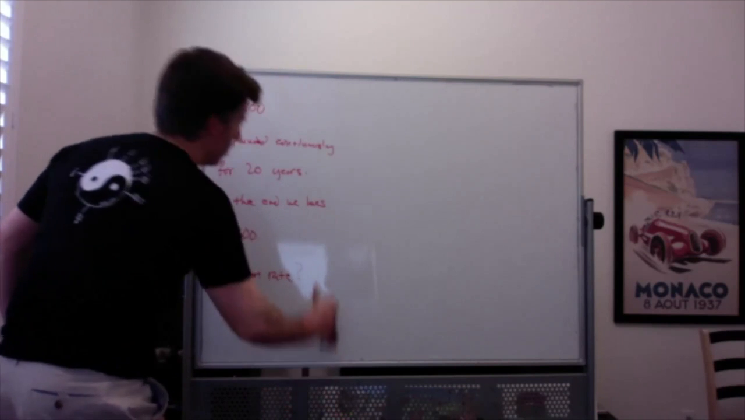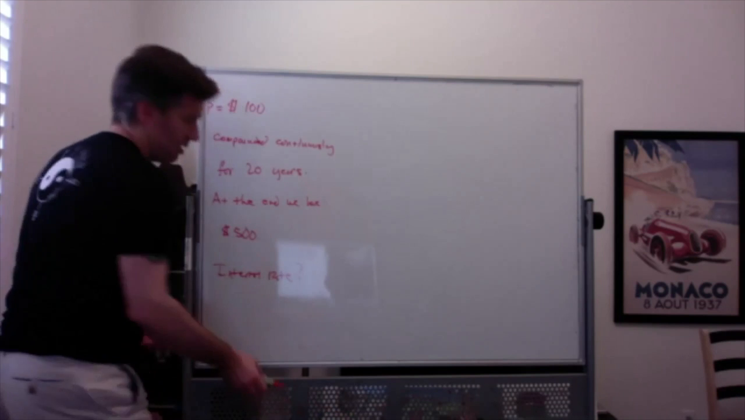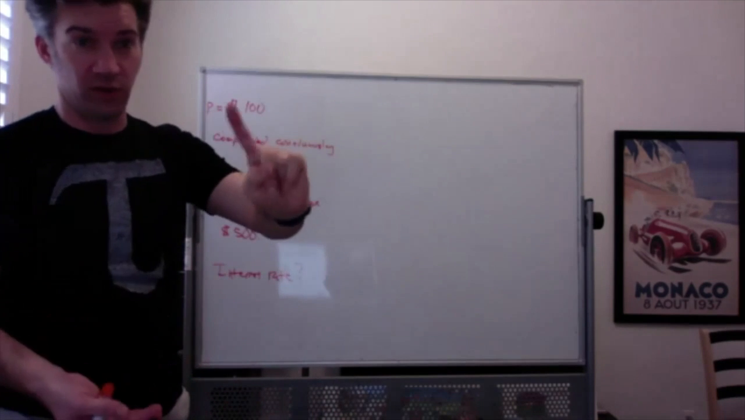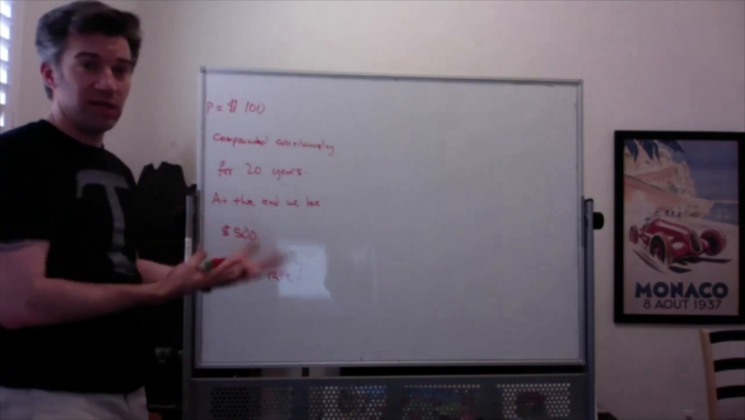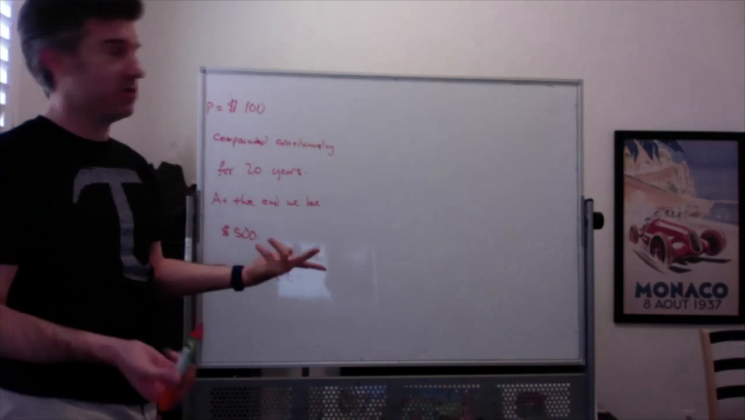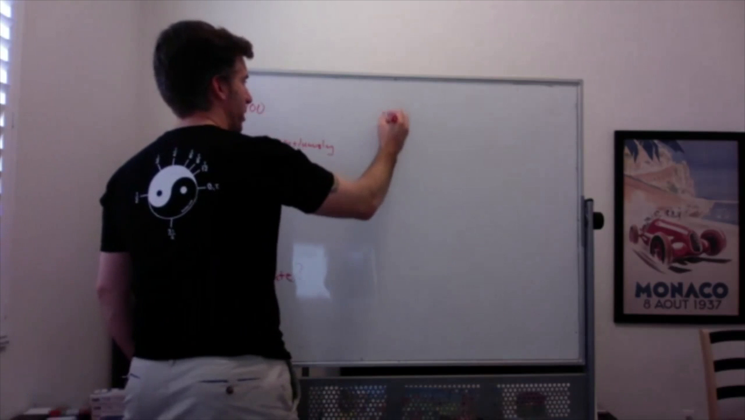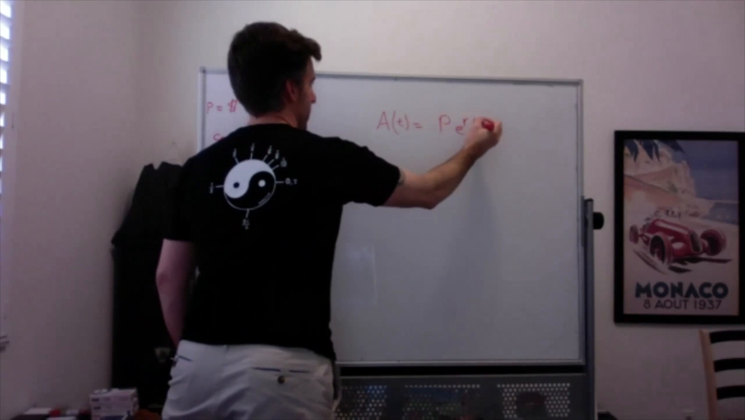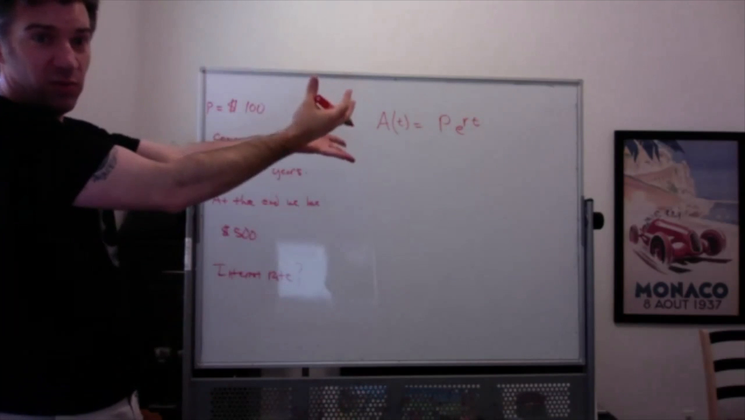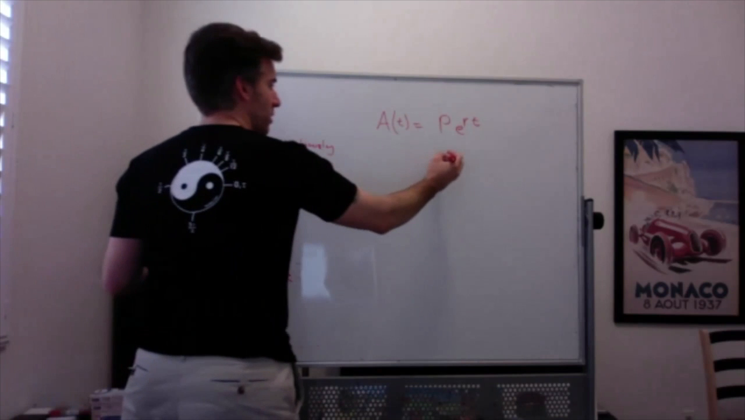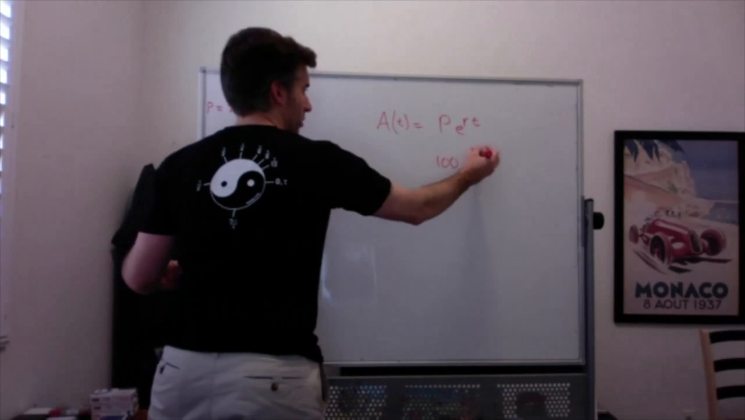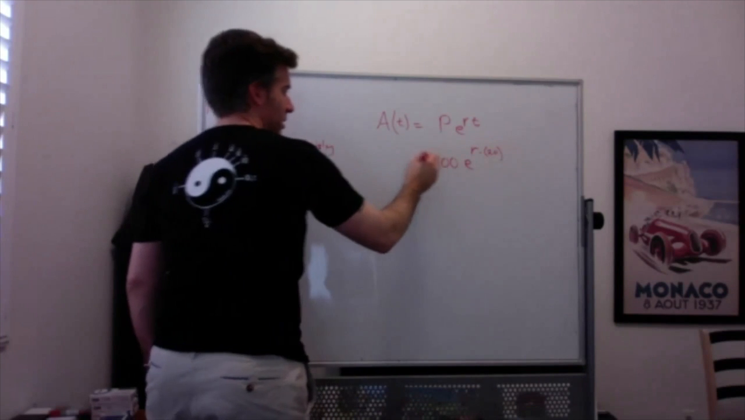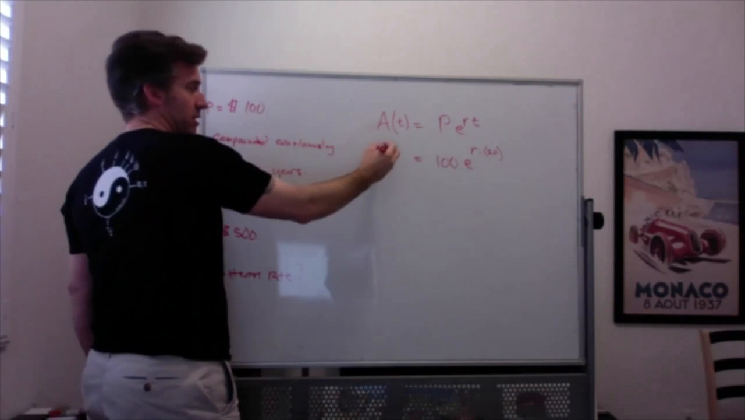So most of these questions, like I was saying on Wednesday, are going to give you essentially all the information you need except for the one thing you're trying to solve for. So we should have everything we need except for the interest rate, and we're going to solve for the interest rate. Here's our formula. The amount of money after time t is P e to the rt. I'm going to put everything I know into this formula. I know that the principal is $100. I know that the interest rate is what I'm trying to solve for. I know that t is 20. I know the amount of money after 20 years is $500.